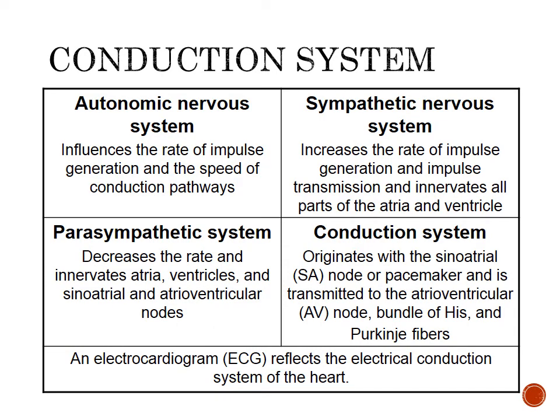So a little bit more on the conduction system. Normal sinus rhythm originates at the SA node and follows the normal sequence through the conduction system. The conduction system of the heart generates the impulses needed to initiate the electrical chain of events for a normal heartbeat. You have the autonomic nervous system, which influences the rate of impulse generation, the speed of transmission through the conductive pathways, and the strength of atrial and ventricular contractions.